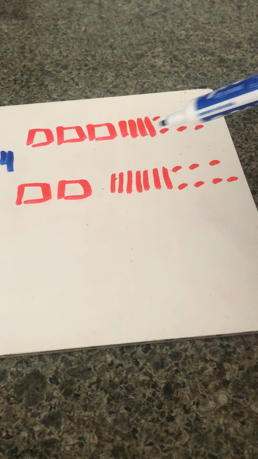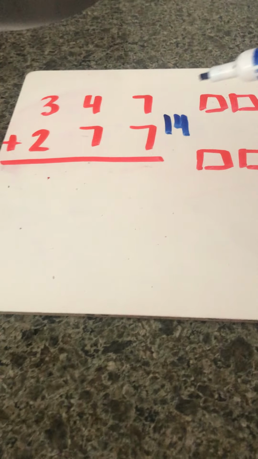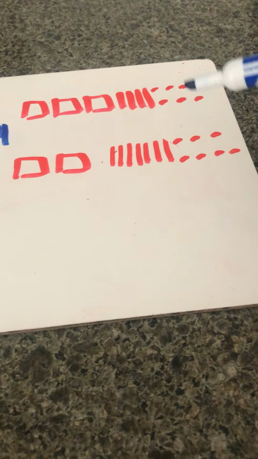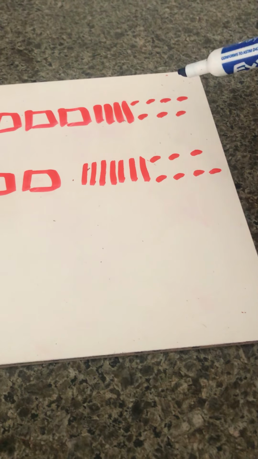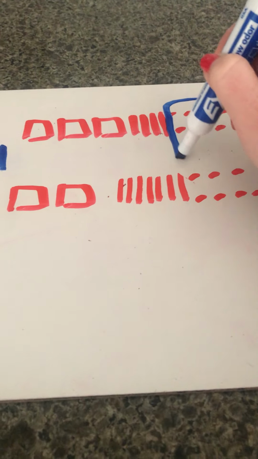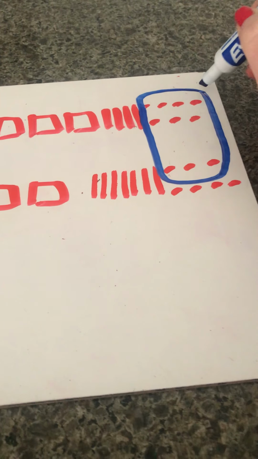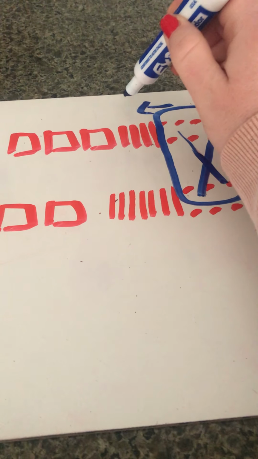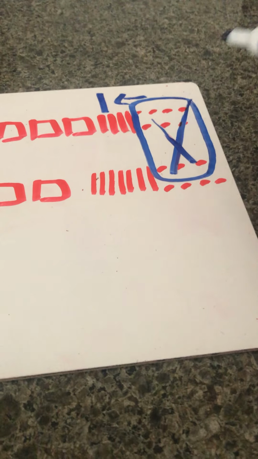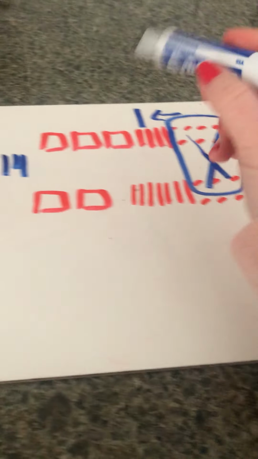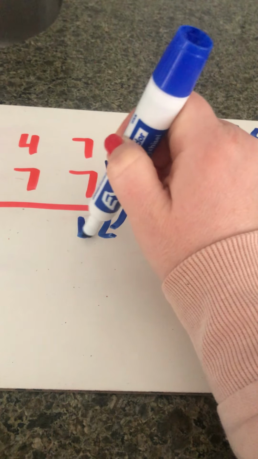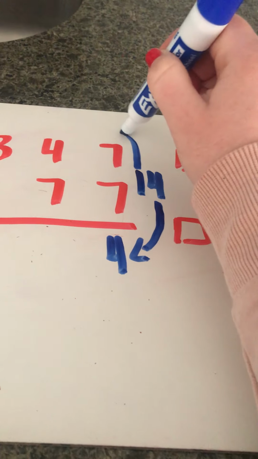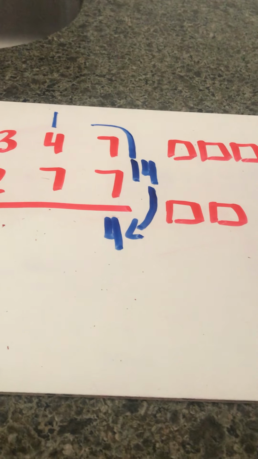I have 347 plus 277. So let's look at our ones. Can I make a 10 out of 14 ones? I absolutely can. So I'm going to make my 10. I'm going to cross the ones out because they are not ones anymore. They're going to turn into a 10, and I'm going to move the 10 over where it belongs. So my 4 goes down in my ones place, and my 10 goes up in my tens place.